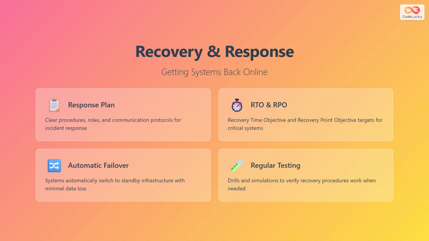When downtime occurs, having a response plan is essential. A response plan defines clear procedures, roles, and communication protocols so everyone knows what to do during an incident. Recovery Time Objective, or RTO, is the target time to get systems back online. Recovery Point Objective, or RPO, is the target for how much data loss is acceptable.